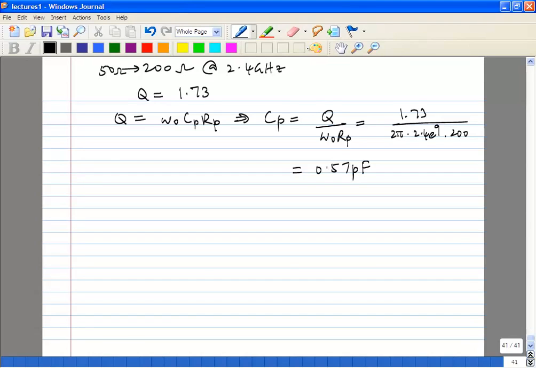Okay. Now let's use the next equation, equation number 3, which is Cs equals Cp into 1 plus Q squared over Q squared. Because remember, this is actually Cp. What we want to find out is Cs, right? It just so happens that it came to the same value, 0.57. But you really want to find out Cs. So Cs happens to be larger, 0.76 picofarads.